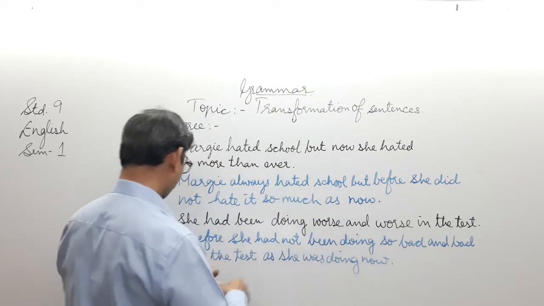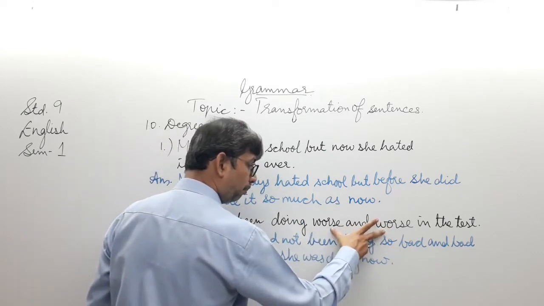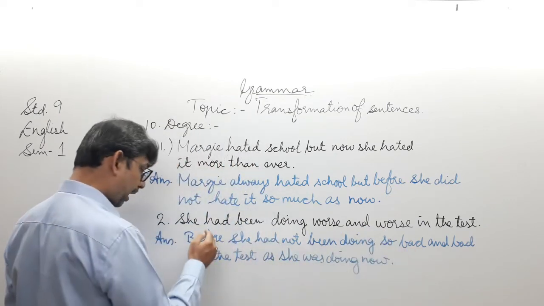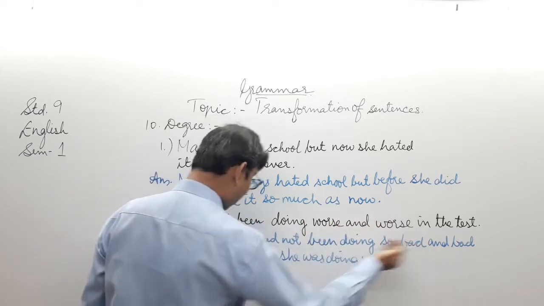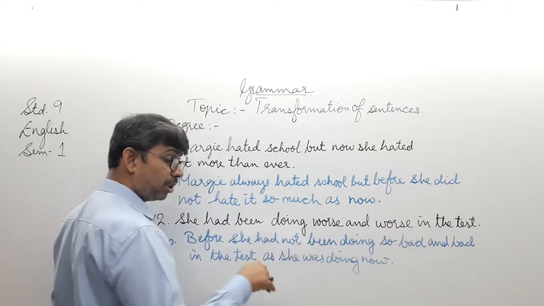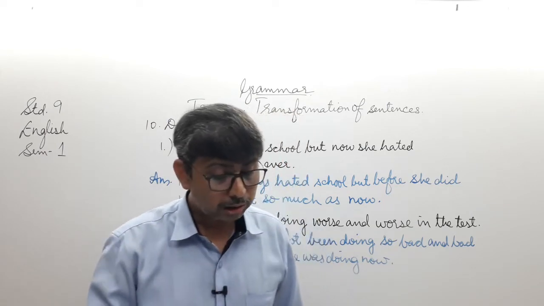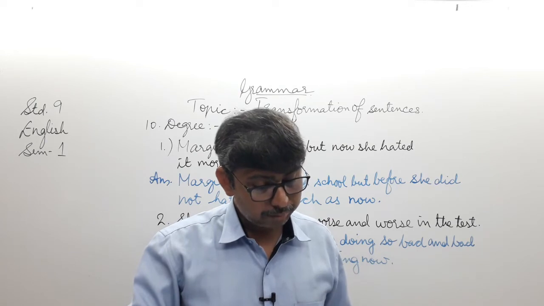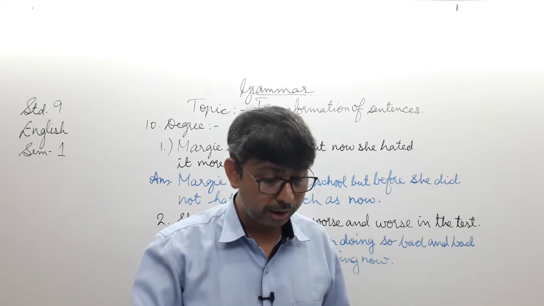So you see, she had been doing worse and worse. Worse is the comparative form of bad over here. So we are just saying that earlier, before, she had not been doing so bad and bad in the test as she is doing in the current time. Now she is doing worse and worse. These are the two sentences that we took for practice for transformation of one degree into another degree.